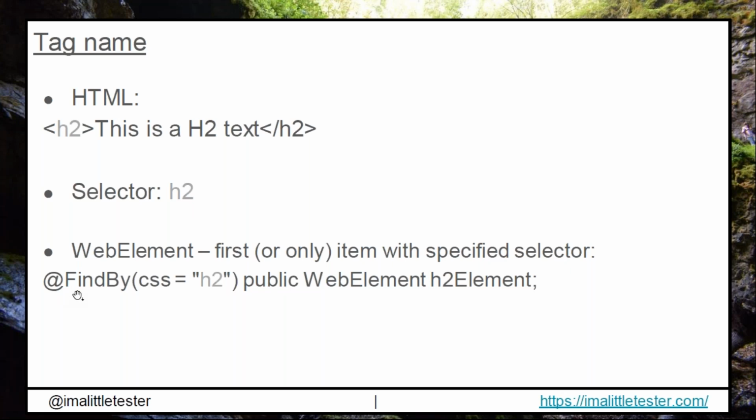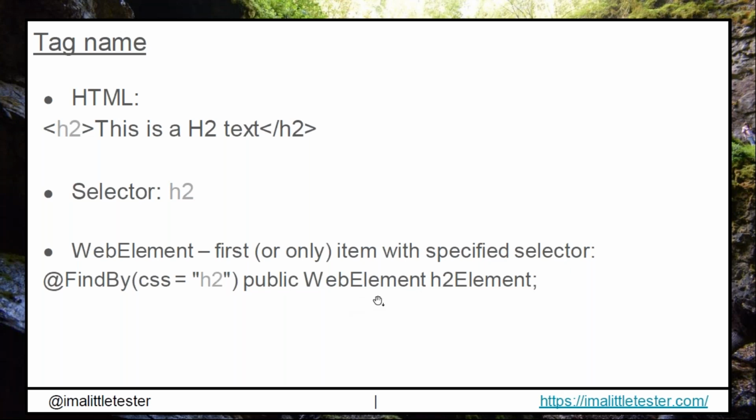This will be very easily written as @FindBy(css = "h2"), and then we will store this into a web element. Of course, if there are several H2s on the page, we could store this result into a list of web elements. If there are several H2s on the page and we're only interested in the first one, we can choose to just store the result to a web element, because of how this works.